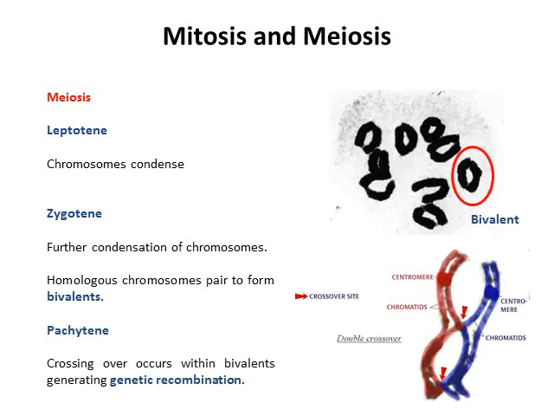Then during pachytene, we get the event of crossing over occurring between bivalents. And it's this crossing over during pachytene which generates genetic recombination. We'll look at that in more detail later on, but this is a key aspect of meiosis: the ability to share or swap genetic information with a homologous chromosome.